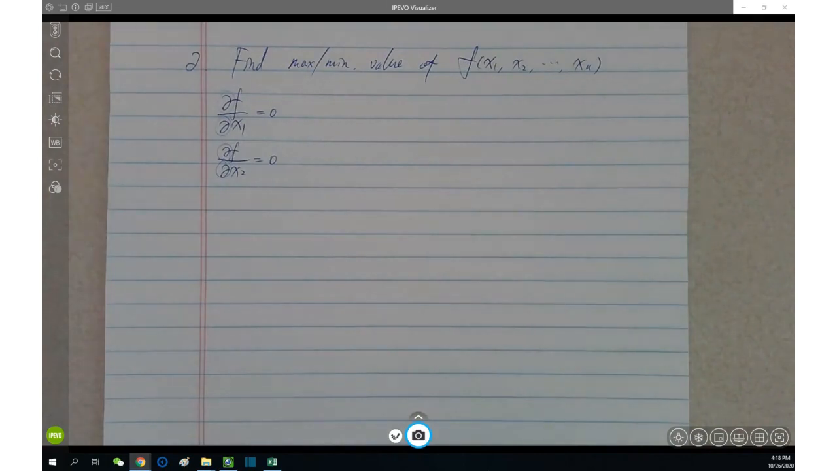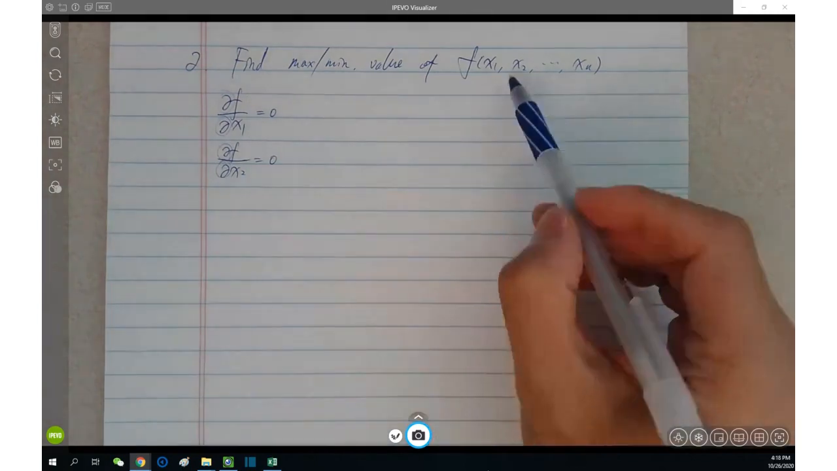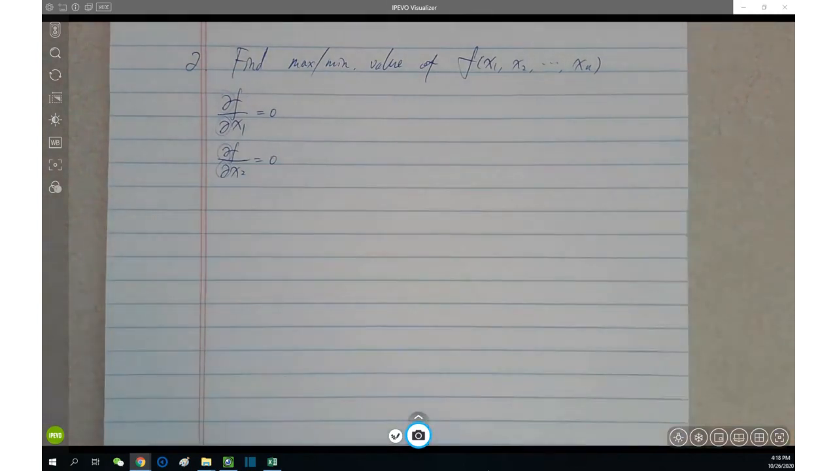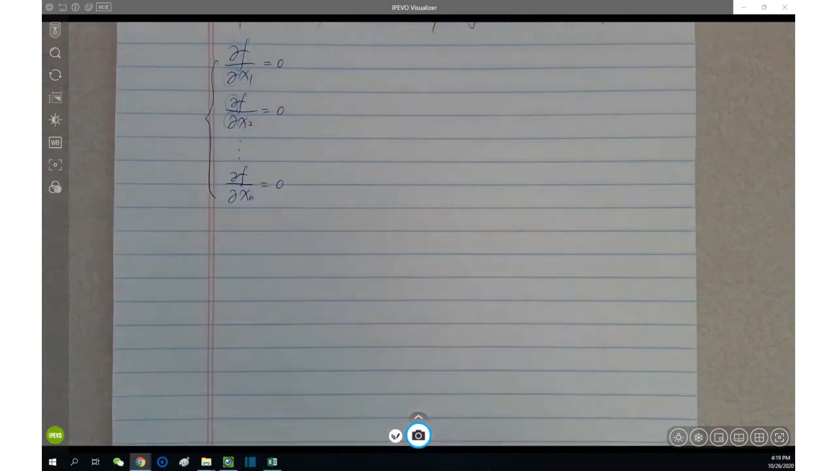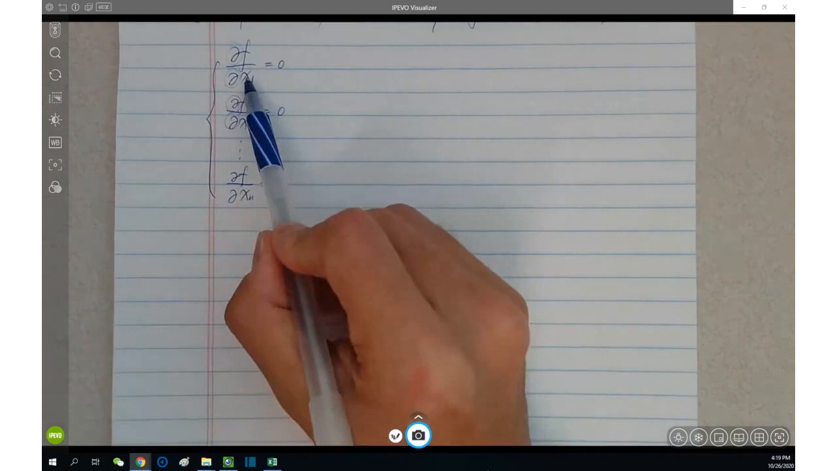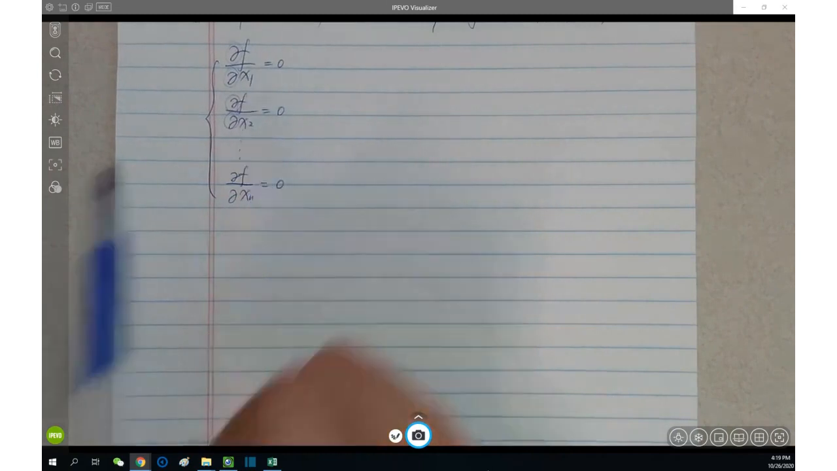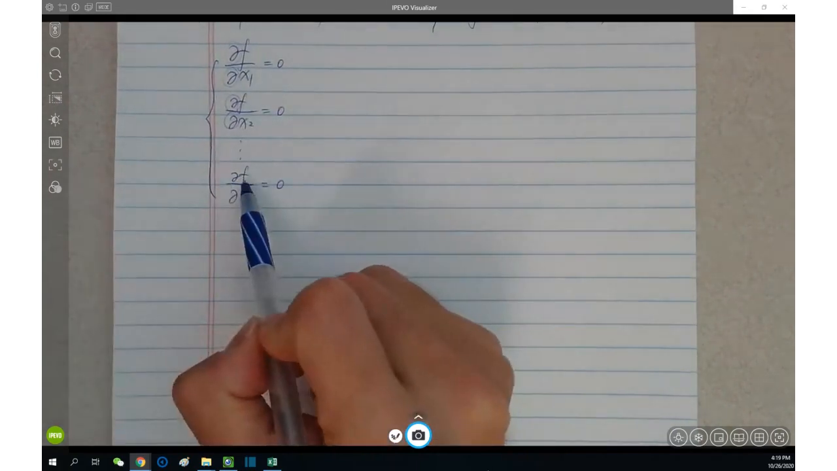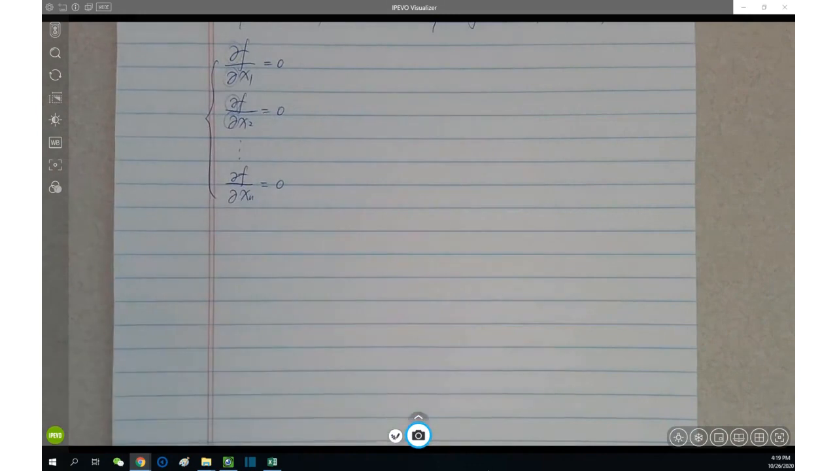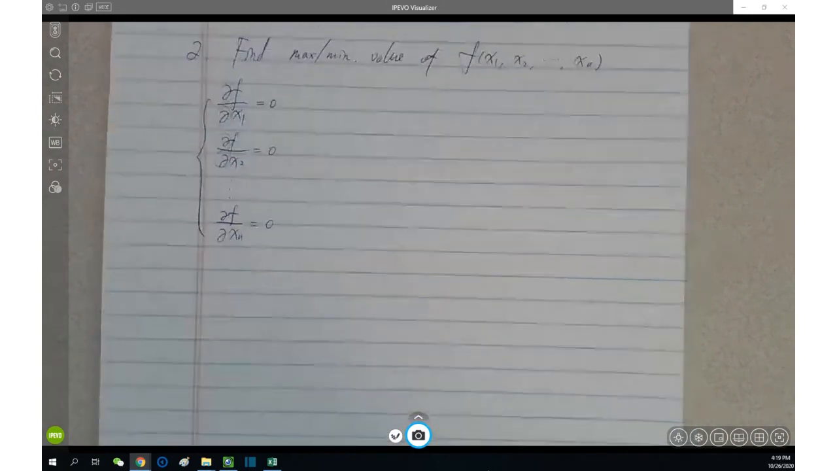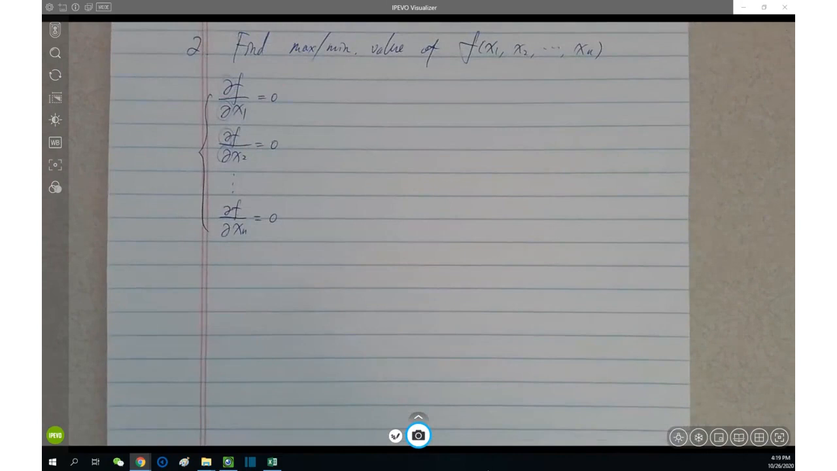Very good. Because you have more than one independent variable, if you're looking for the derivative with respect to one of them, you need to use partial derivative. Okay, all right, delta f over delta x1, delta f over delta x2, all the way to delta f over delta xn. So you have a bunch of simultaneously happening equations. Simultaneous equations.